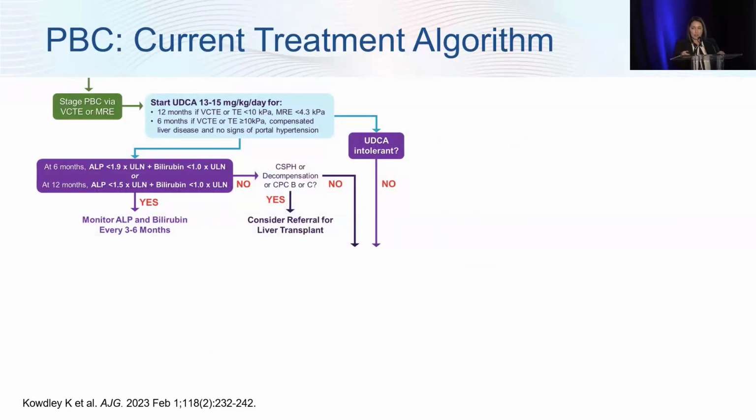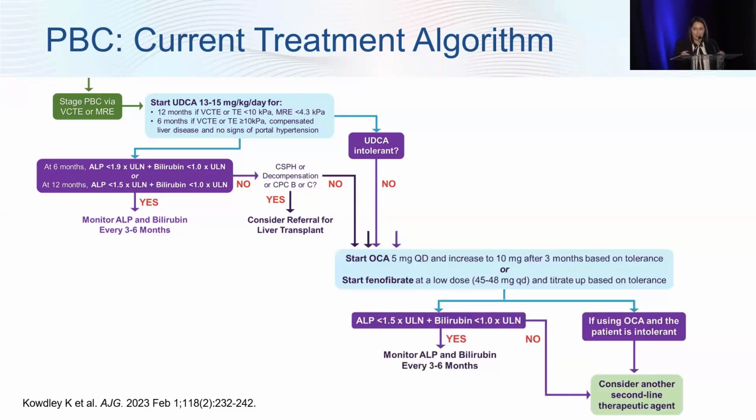So our current treatment algorithm, we've diagnosed a patient with PBC. We've already gotten a non-invasive test or a liver biopsy if we had to. That's going to tell us their hepatic fibrosis staging. What is our first line treatment? Old faithful ursodiol, right? So weight-based dosing, 13 to 15 milligrams per kilogram per day. If they're intolerant to ursodiol, you may consider second-line therapy, very small percentage that will be intolerant.